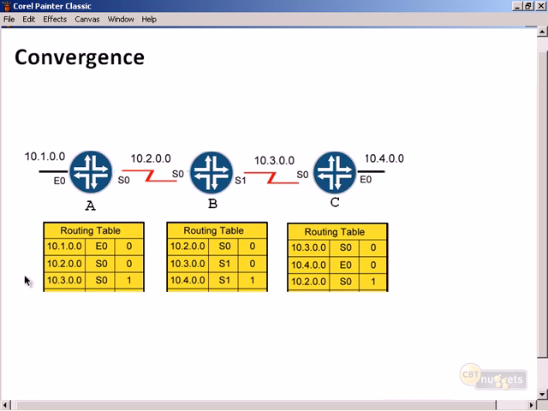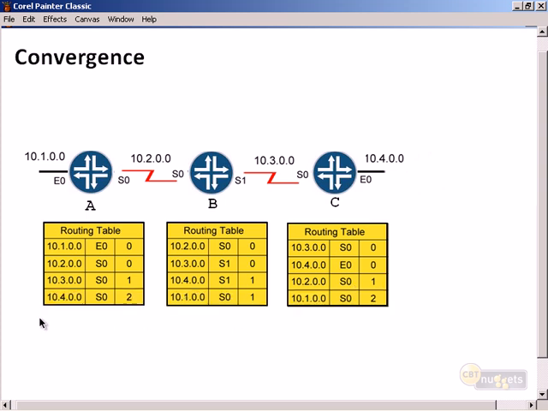Now, after the first update period, we can see that router A now knows about route 10.3 or prefix 10.3. It learned it on serial 0, and it knows that it's actually one hop away. Look at router B. It now knows about network 10.4 over here, and it learned it on serial 1, and it knows that it's one hop away. And router C here knows about 10.2, this network. It learned it on serial 0, and it's one hop away.